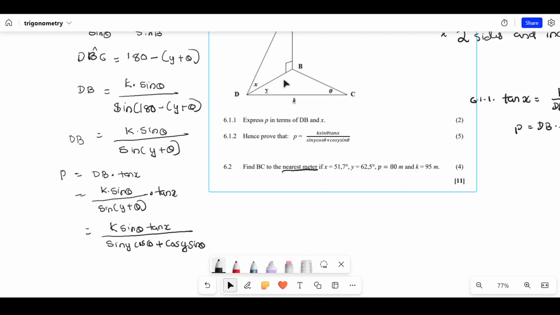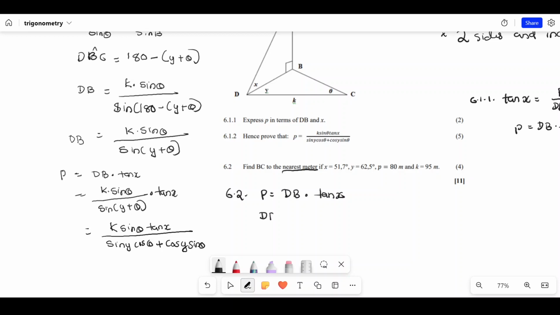We have the value of y as one side angle, and we can also find dB because dB is this one. We just have to substitute the values of... no, we don't have theta, so I think we must use this one to get the value of dB. So let us start by finding the value of dB. I think that will work here. 6.2, let's find dB using the equation that we found in 6.1.1, that is P equals dB tan x, because we have the value of P and we also have the value of x, so that's why we used it.